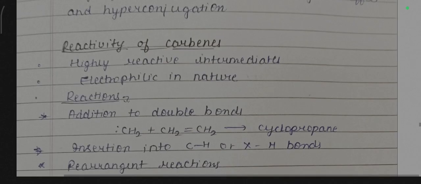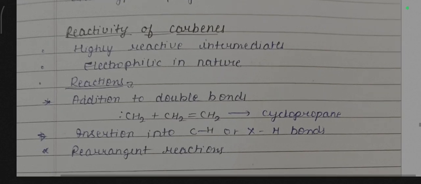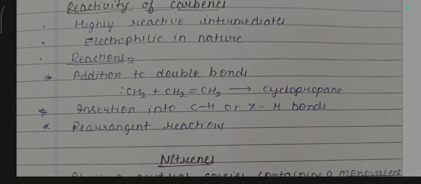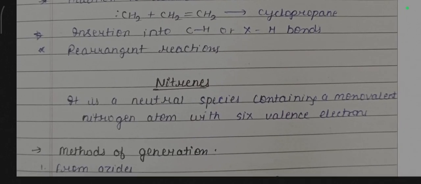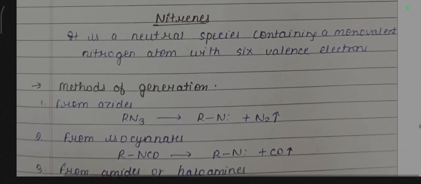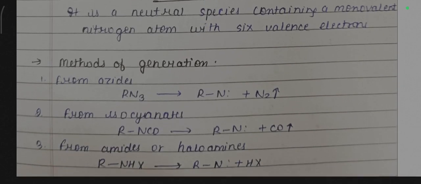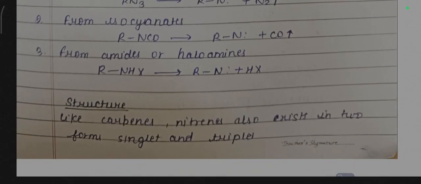Reactivity of carbenes. They are highly reactive intermediates. They are electrophilic in nature. Reactions: addition to double bonds, insertion into C-H or X-H bonds, rearrangement reactions. Nitrenes. A nitrene is a neutral species containing a monovalent nitrogen atom with 6 valence electrons. Methods of generation: from azides, from isocyanates, from amides or haloamines. Structure. Like carbenes, nitrenes also exist in two forms, singlet or triplet.